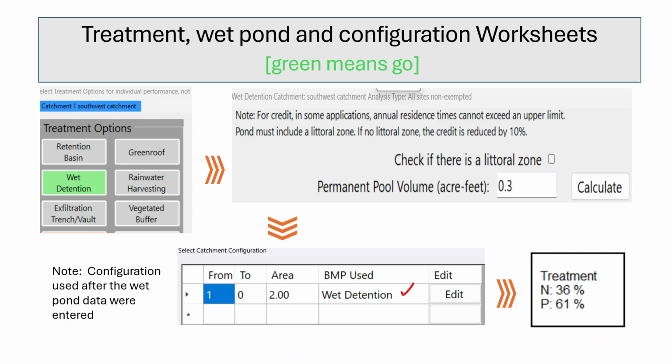When evaluating potential best management practices for a project, we might consider options such as wet detention, reducing directly connected impervious area, permeable pavement, green roofs, or surface discharge filters. For our example, we'll initially focus on wet detention. Once the data for the wet pond, including its permanent pool volume, is entered and the calculations are performed, the wet detention pond is then selected within the configuration or routing worksheet. It's important to note that a single wet detention pond often won't meet all the specified removal targets, such as both the percentage reduction goals and the net improvement goals.